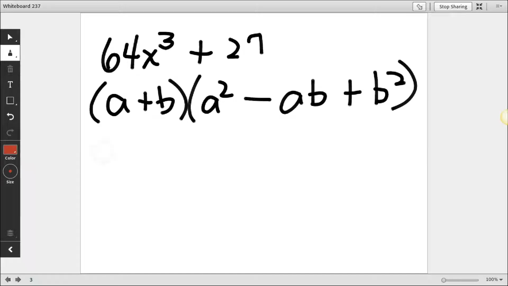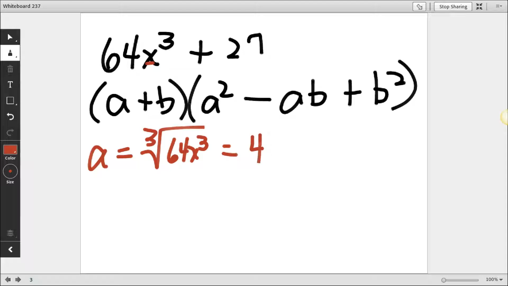So a is going to equal the cube root of the first term. So I'm going to find the cube root of 64x cubed. Well, the cube root of 64: 4 times 4 is 16, 16 times 4 is 64. So that's 4. Cube root of any variable with an exponent, divide the exponent by 3. So the cube root of x cubed, 3 divided by 3 is 1. So x to the first power, or just x.